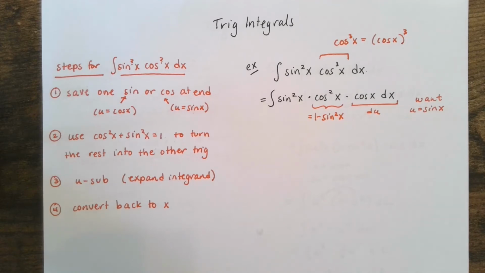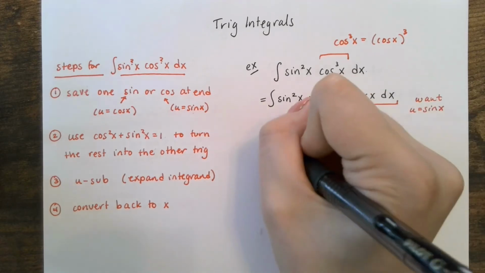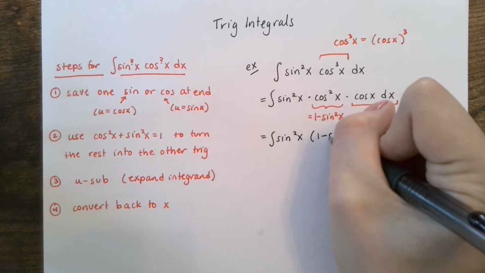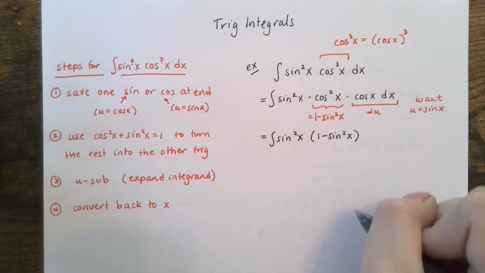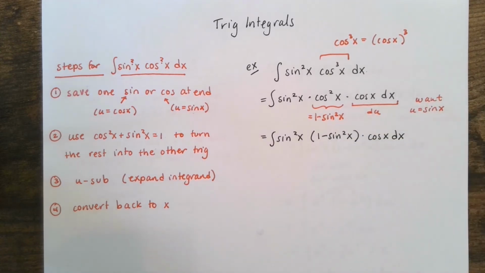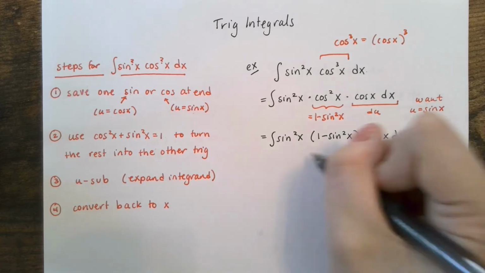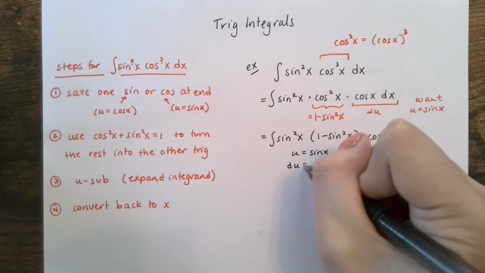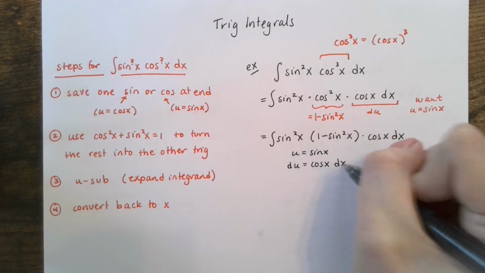All right, so let's rewrite what we have before we do the substitution. So we have sine squared of x times 1 minus sine squared, that's instead of cosine squared, times cosine of x dx, and we are perfectly in business for a u substitution. So I'm going to do u equals sine of x, just like I planned. That would make du cosine of x dx.